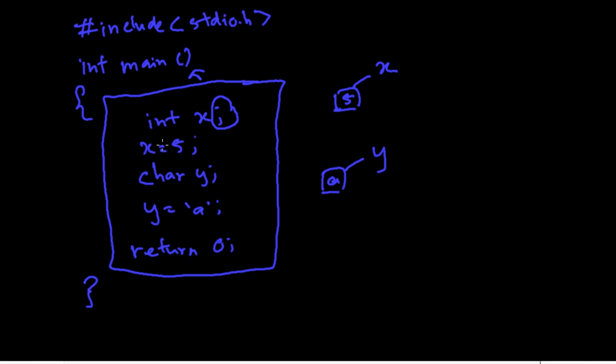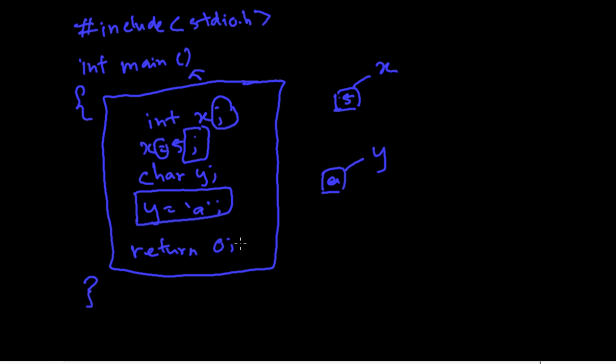The next one, x equals 5. I'm assigning 5 into x. And behind it, I'm still putting a semicolon. Third one, char y, semicolon. It's the same thing as the first line, but what I'm doing here is creating a variable called y, which is a character. This means I'm assigning the value of the character 'a' to y.